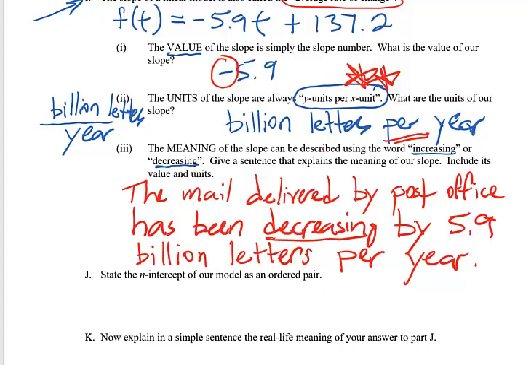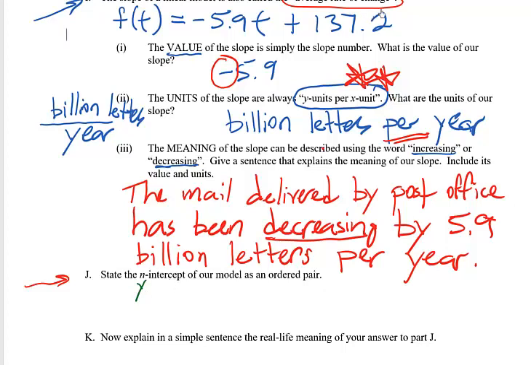What about the other number in the equation? What about the 137.2? Well, that's letter J. Take the n-intercept of the model and write it as an ordered pair. And I don't know about you, when I read n-intercept, I just go, well, which one is that? Is that the x-intercept or the y-intercept? I might have to go back to the let statement. N is what's mentioned first in my let statement, so I know that's the y value. I know that's the dependent value. So they're basically just asking me what's the y-intercept.